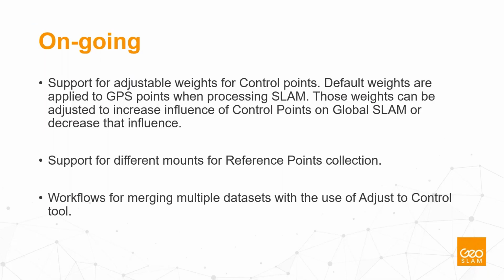Ongoing with that tool is support for adjustable weights for control points, to actually change the importance or influence of those control points on global SLAM, increasing or decreasing it. So if you have low accuracy control points, maybe lower weight can be put on them and still produce a good result, or the other way around, maybe you would want to put a higher weight on the control point. That means it has higher influence during global SLAM. So that is something ongoing.